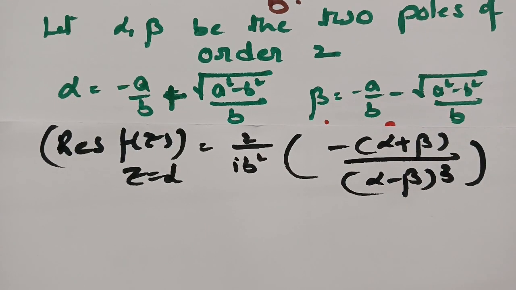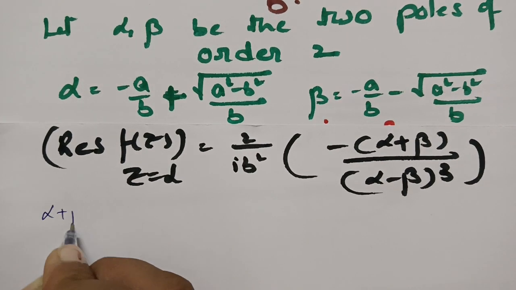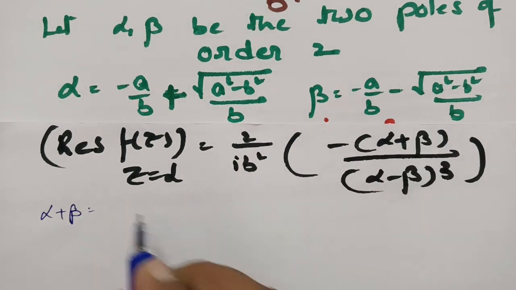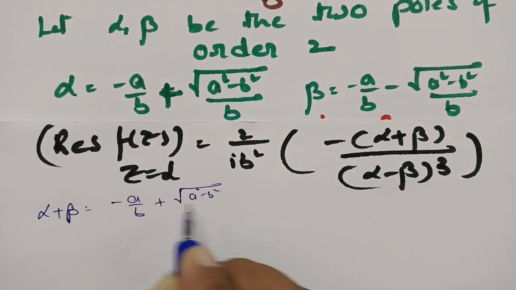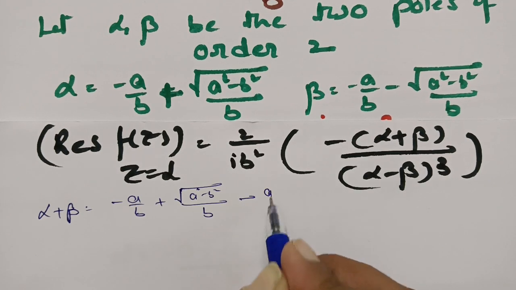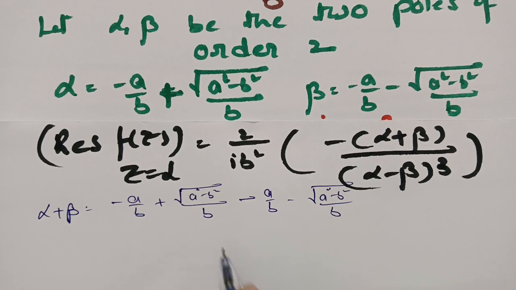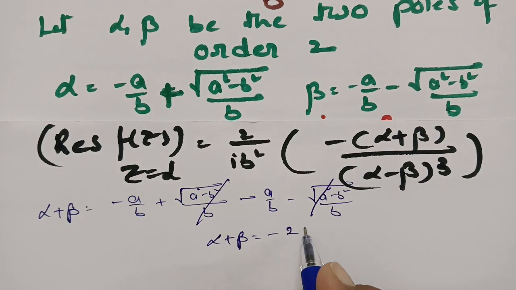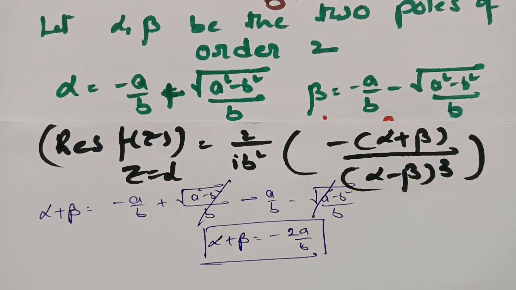Alpha and beta values. This value is alpha and this value is beta. If I add these two, alpha plus beta, it will be minus a by b plus root over a square minus b square by b, minus a by b minus root over a square minus b square by b. Both get cancelled, and alpha plus beta is equal to minus 2a by b. So I need alpha minus beta.